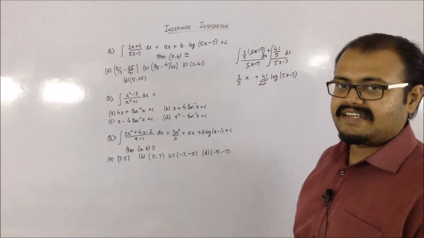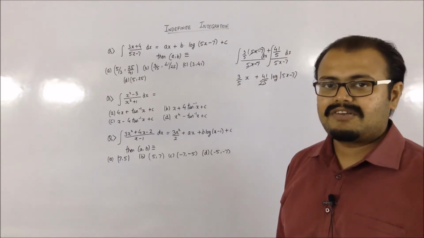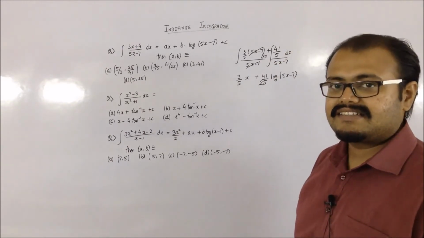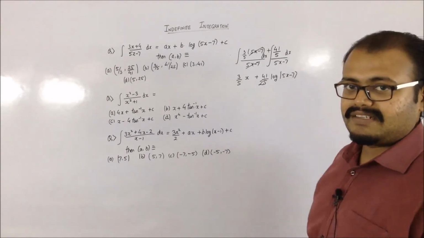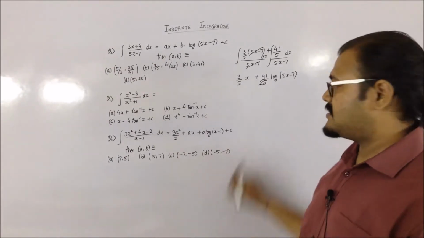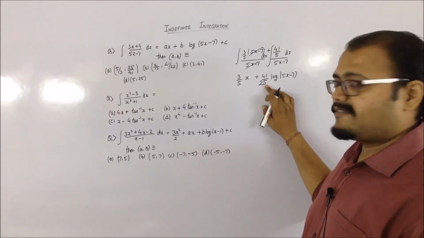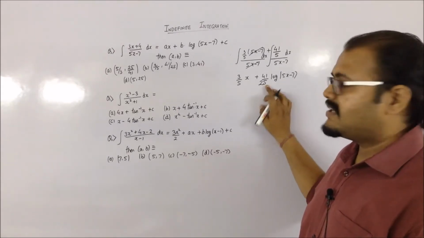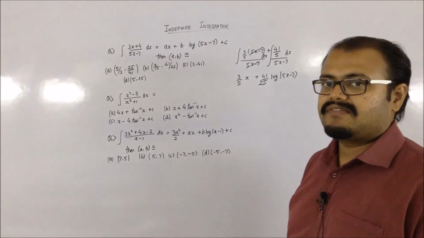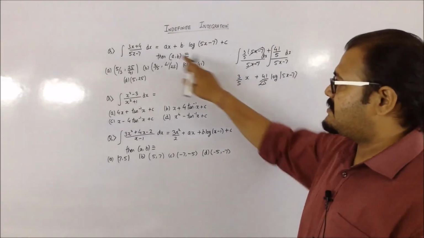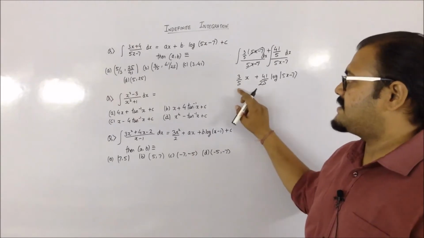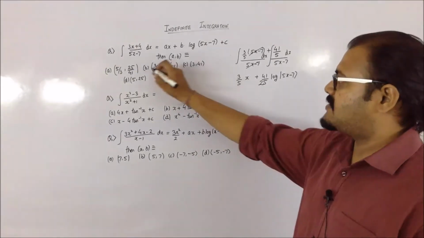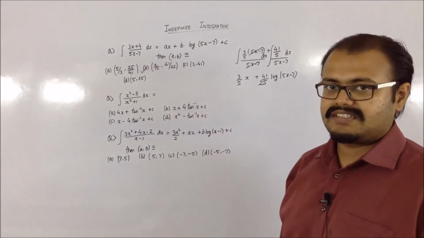Since it is divided by a linear polynomial, it is simply the log of that term divided by the coefficient of x. In this case it is 5, so it will be divided by 5, giving you 41 by 25. Comparing your x coefficient and log coefficient, a is 3 by 5 and b is 41 by 25. So your option is B.